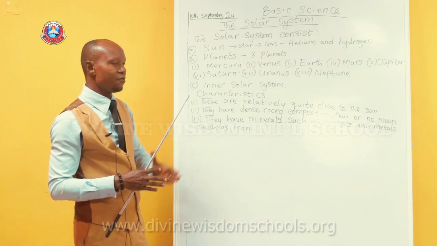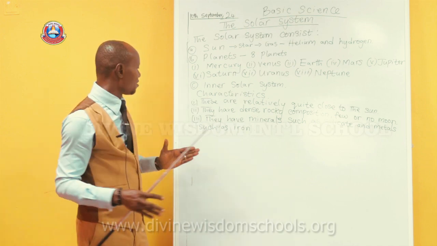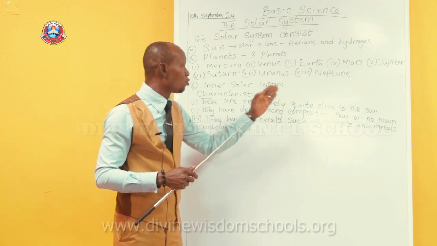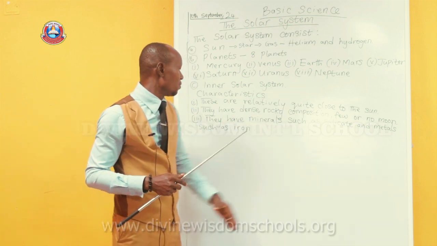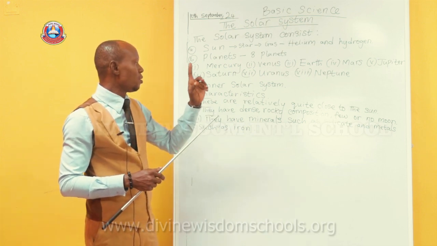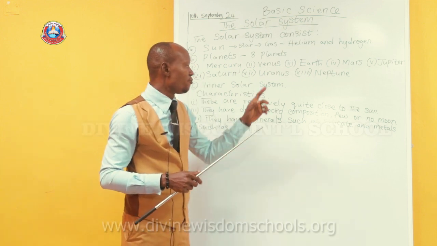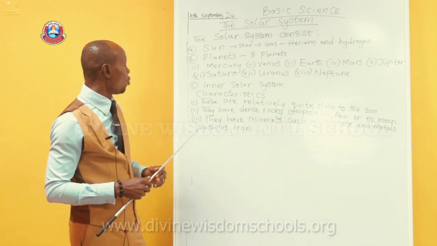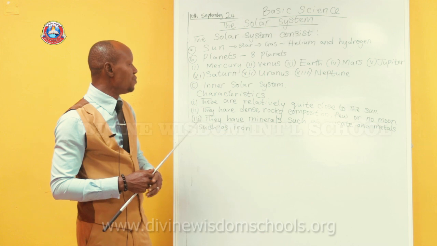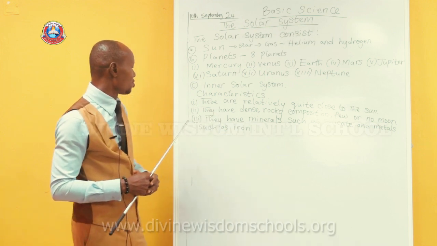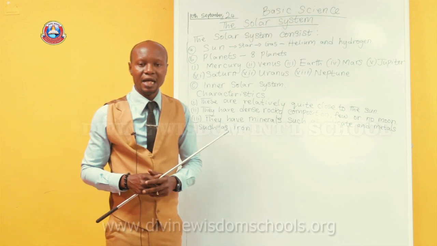These are their characteristics. Just like I said earlier, number 1, these are relatively close or quite close to the sun. Then number 2, they have a dense, rocky composition, with few or no moons. Then the third one is they have minerals such as silicates and metals such as iron.